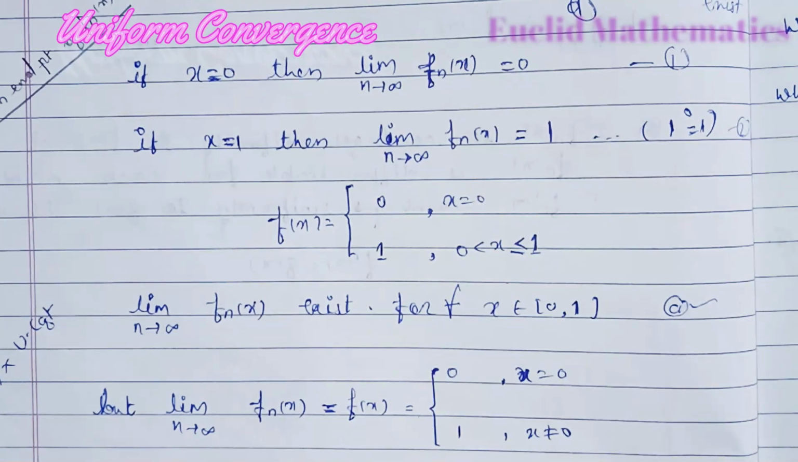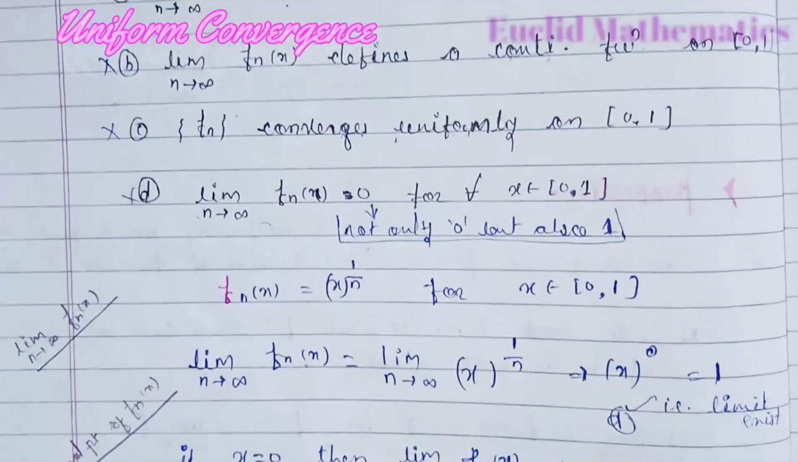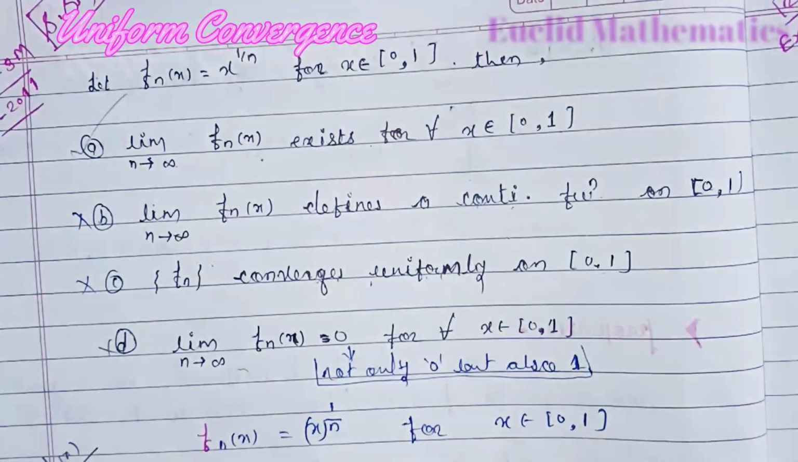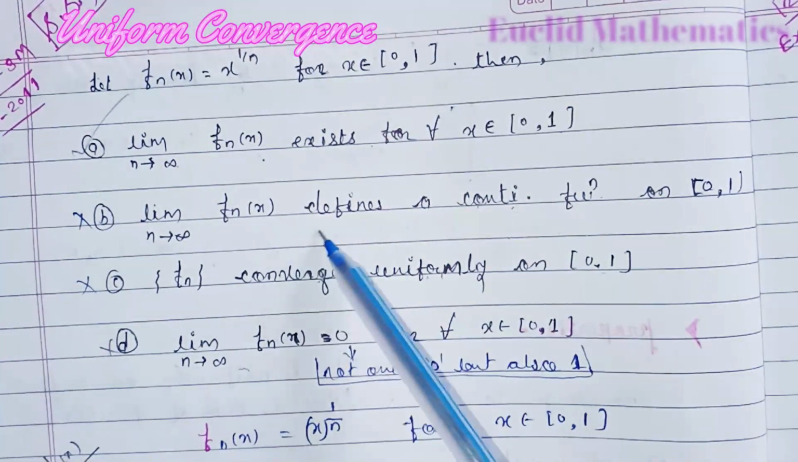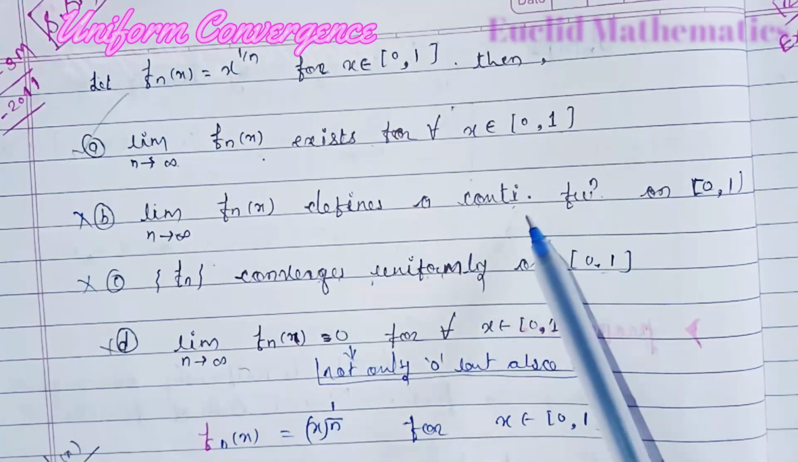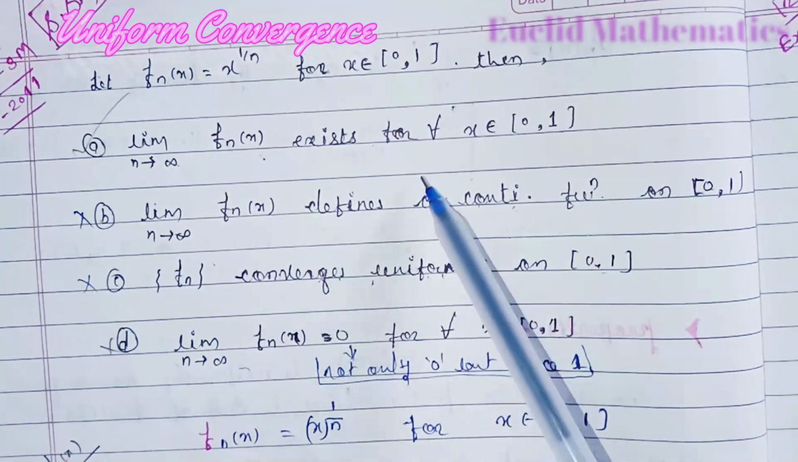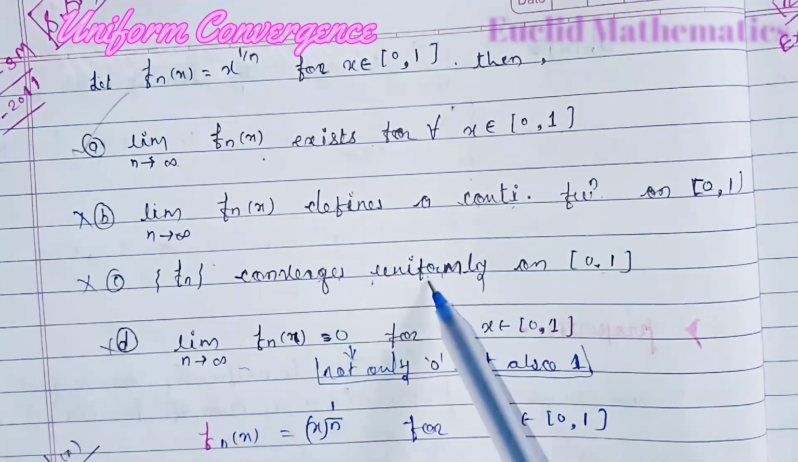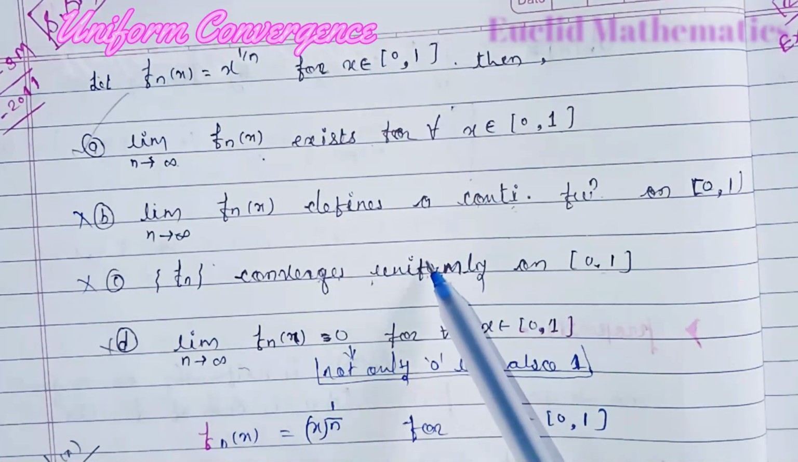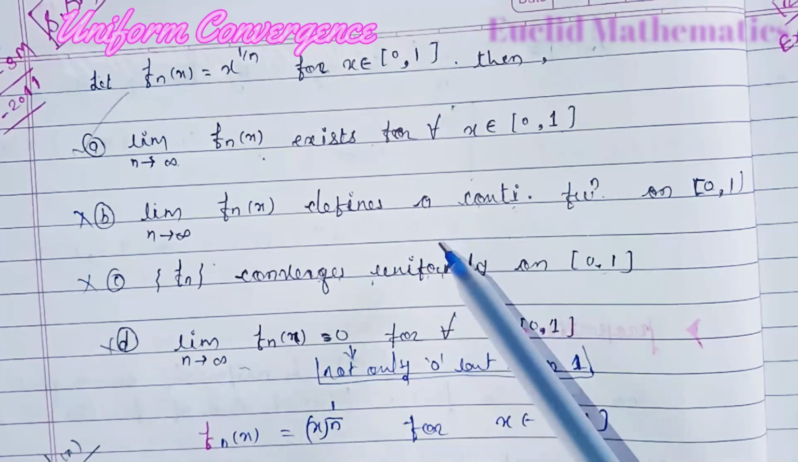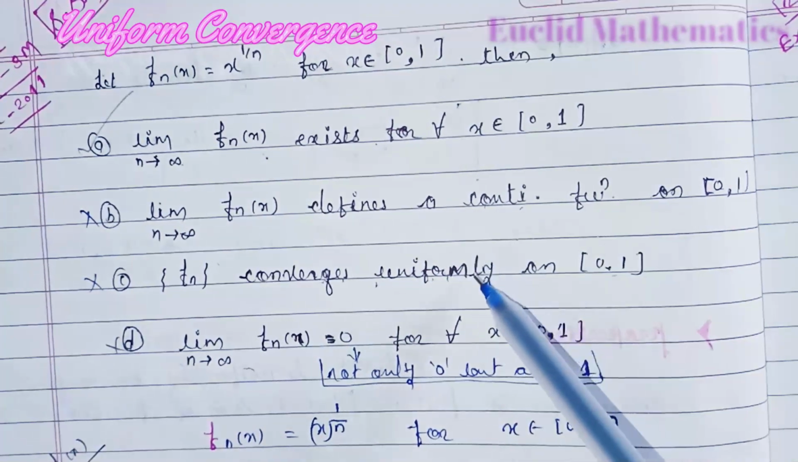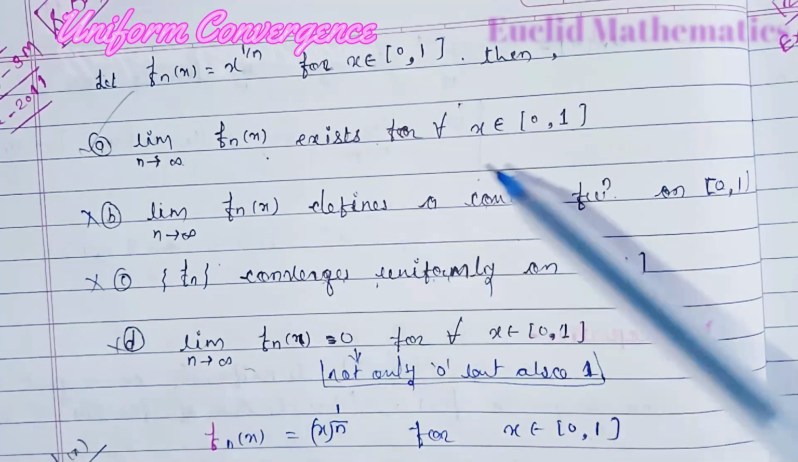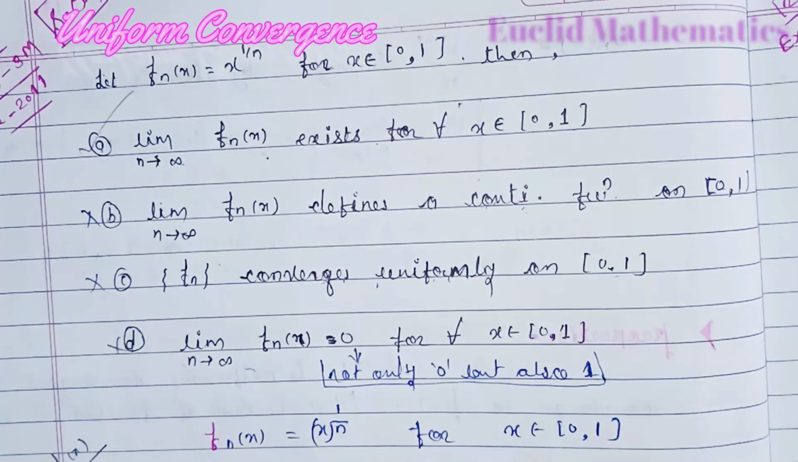Now let's check which of the options is correct and which is wrong. As we see, our first option is correct here: the limit exists for all the points. The next option defines a continuous function, but it is not a continuous function. It gives two different values for two endpoints. If it is not continuous, then it is not uniformly convergent, so we do not have to check it here. Or you can check it by other tests also, where we learn the M-test for uniform convergence, Weierstrass test, Abel's test, Dirichlet test. You can apply whichever you find comfortable.